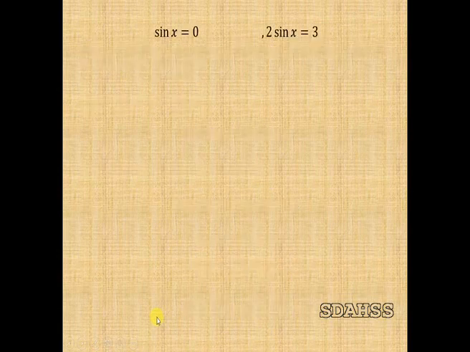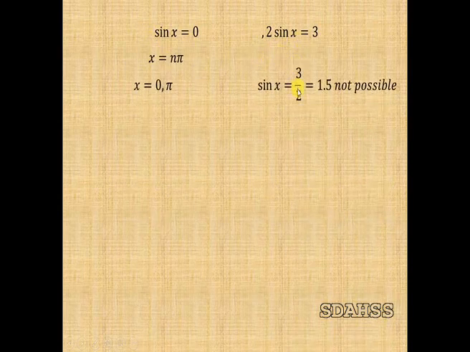The first factor is equal to 0, so sin x is equal to 0, and the second factor is equal to 0. 2 sin x minus 3 equal to 0, we can write 2 sin x is equal to 3. Sin x equal to 0 means x is equal to n pi. Here sin x is equal to 3 by 2. 3 by 2 means 1.5. This is not possible because its value is between 0 and 1, less than or equal to 1. Here the number is greater than 1. So this is not possible. So here x is equal to 0 comma pi.